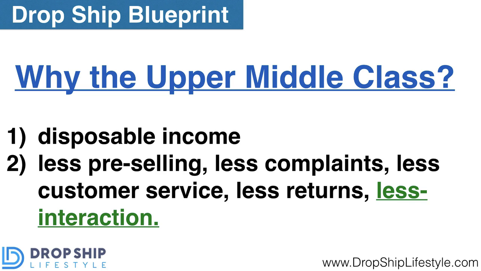These are the people that have disposable income. They require less pre-selling. They complain less. They don't need as much customer service, back and forth emails or phone calls. They return fewer items, and again, overall, less interaction with them, which for us as business owners is perfect because we're trying to start a business that, again, is not going to be 100% automated, but we're trying to build something that could be as automated as possible.